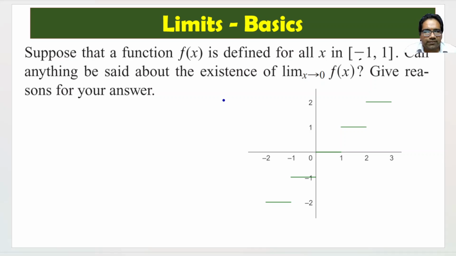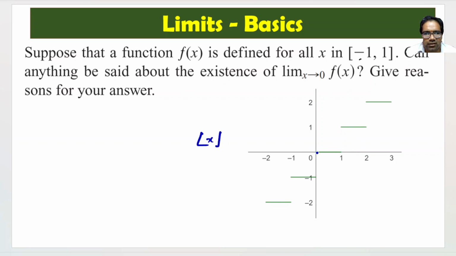Here, f of x is defined for all x within the range -1 to 1. Can we say anything about the existence of the limit when x is tending to 0 for this function f of x? We cannot say this. For example, we have defined this function, the greatest integer function of x. It becomes like that, right?